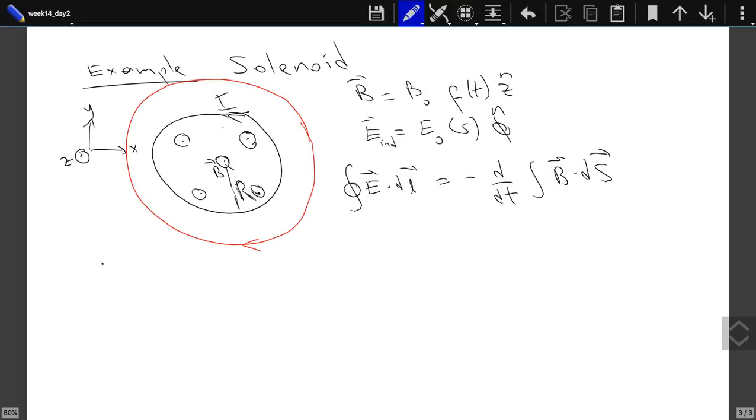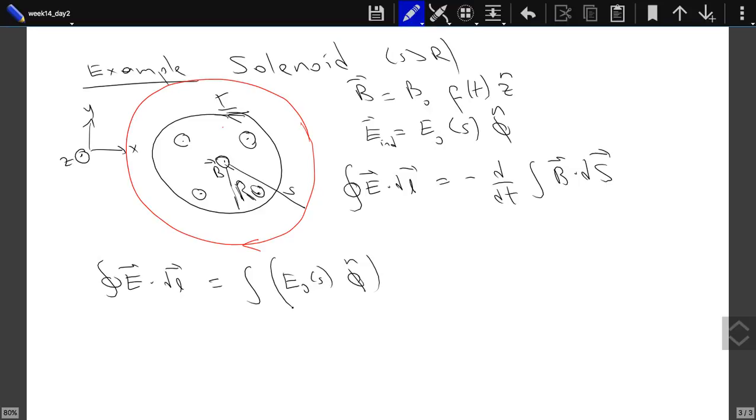Now let's start with the left-hand side. E dot dl around my loop. Let me call this distance S again. This time S is larger than R. E dot dl will be equal to E0S in the phi hat direction. But this time dl is its magnitude times, but in the minus phi hat direction.